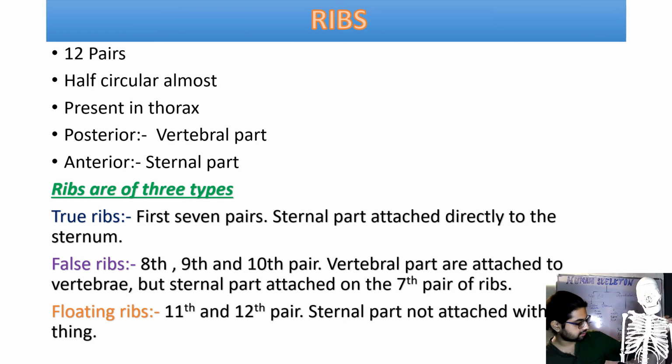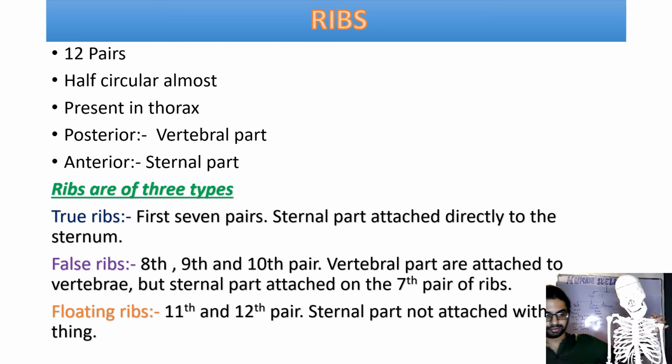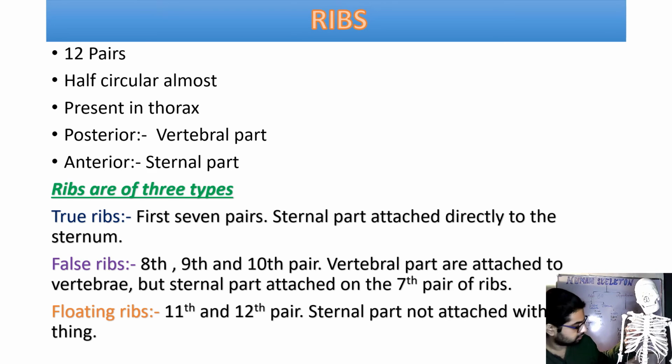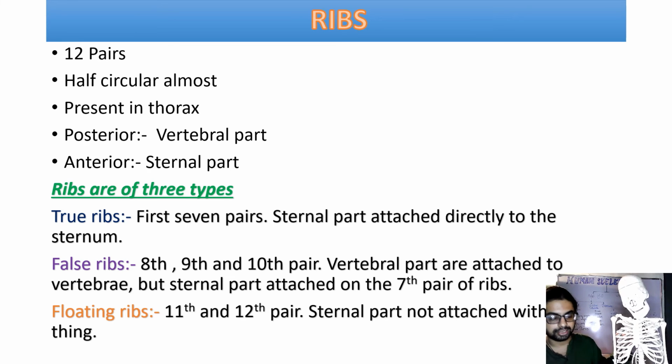Now the last 2 pairs of ribs, which are 11th and 12th, are known as the floating ribs, and you see they are not attached to the sternum. These 2 pairs of ribs, 11 and 12, are not attached to the sternum, so they are considered floating ribs.